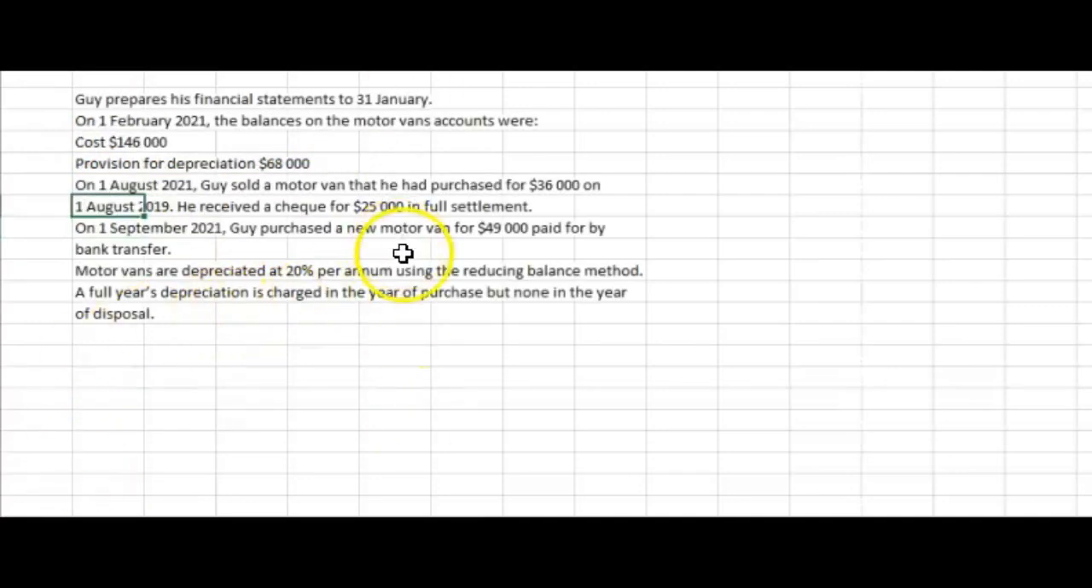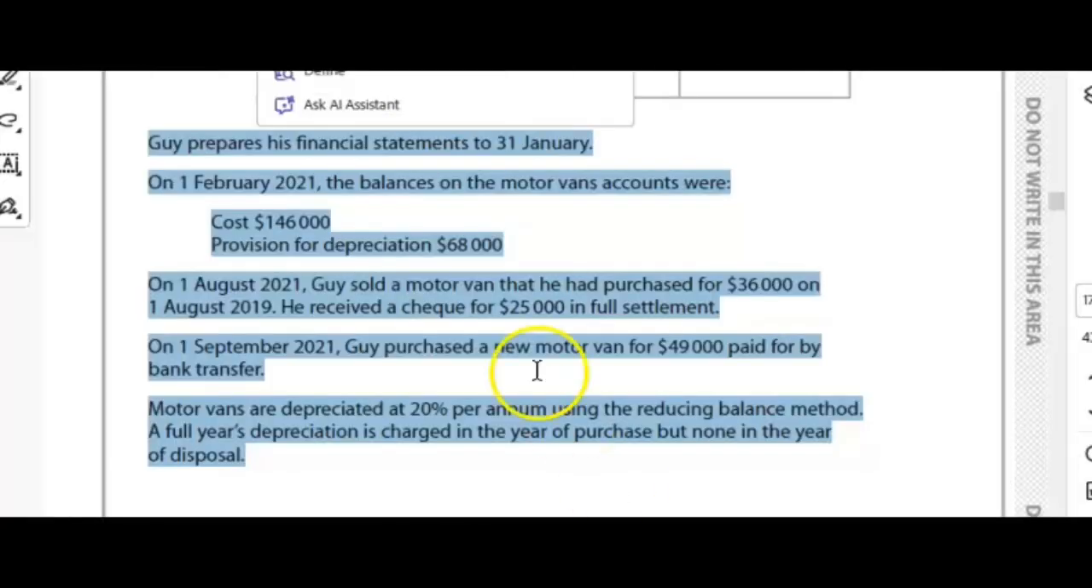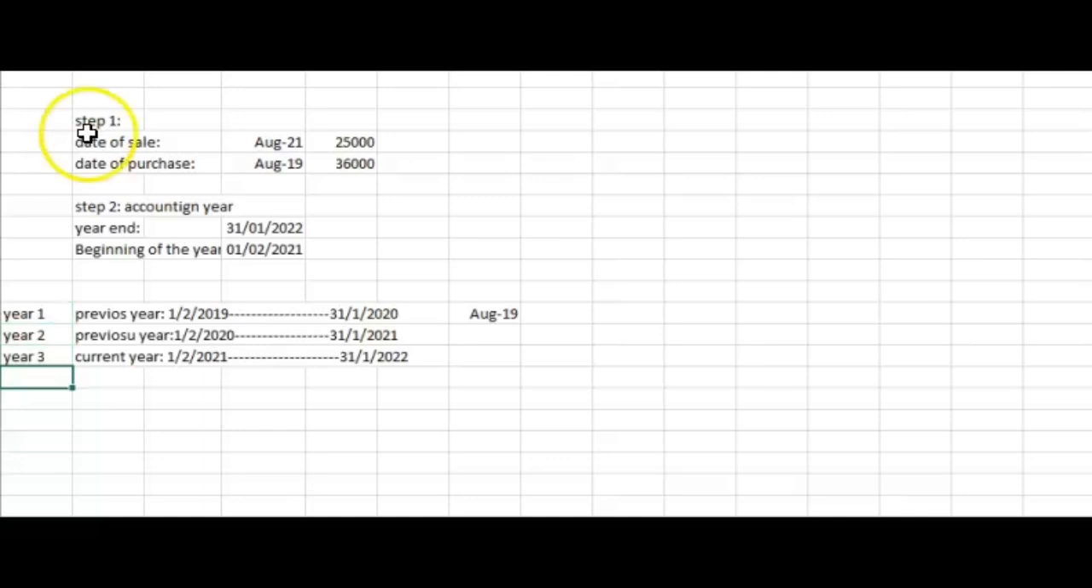The first step is knowing the accounting year, which we begin with the year end. The year end is 31st January 2022, and the beginning of the year is 1 Feb 2021. Just write the next month after the year end and the previous year, and you get the accounting year. Now, you keep looking at the previous years until you get the date of purchase. August 2019 falls in the year starting from Feb 2019 to Jan 2020. We stop there and get 3 years of depreciation.